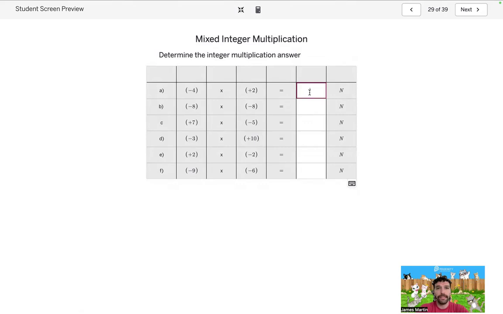All right, so we have negative 4 times positive 2 should give us negative 8, and then negative times a negative is positive, so that's 64. A positive times a negative is a negative, so that's negative 35. Negative times a positive is negative, so that's negative 30. And then positive times a negative is negative, so that's negative 4. And then a negative times a negative is positive, so that gives us positive 56. Oops, nope, 54. There we go. Sorry, multiplication error. 9 times 6 is 54.